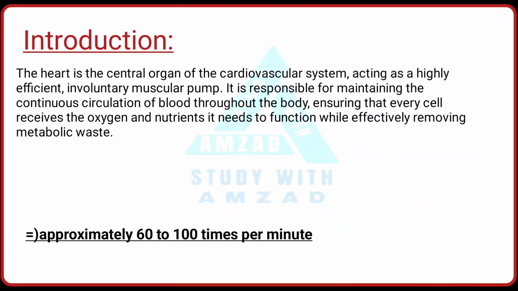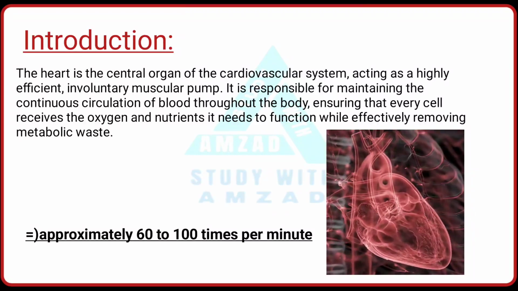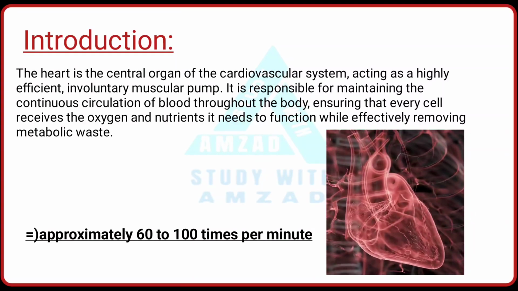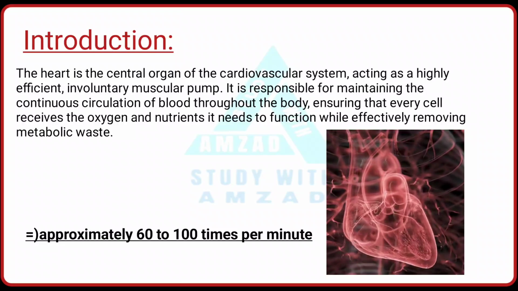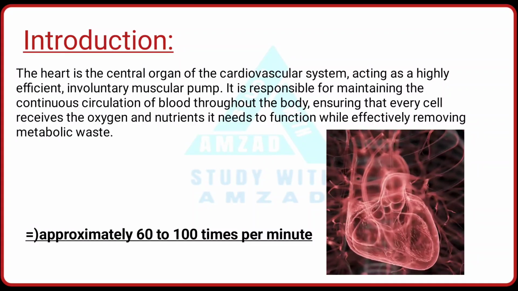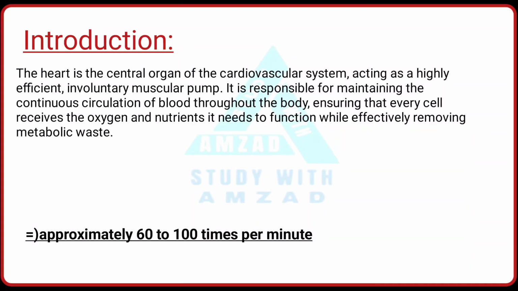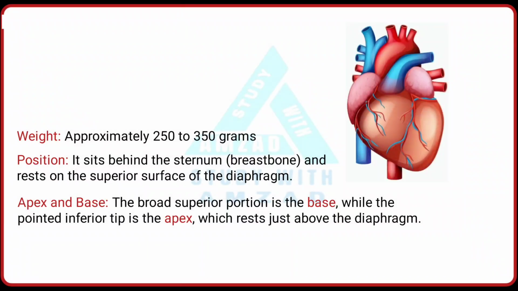In a healthy adult, the heart beats approximately 60 to 100 times per minute at rest, adjusted constantly by the nervous system to meet the body's physical and emotional demands. The heart weighs approximately 250 to 350 grams. This is slightly heavier in males than females.